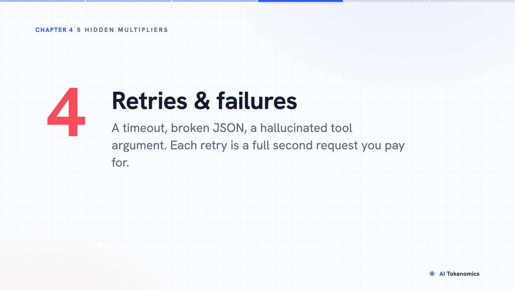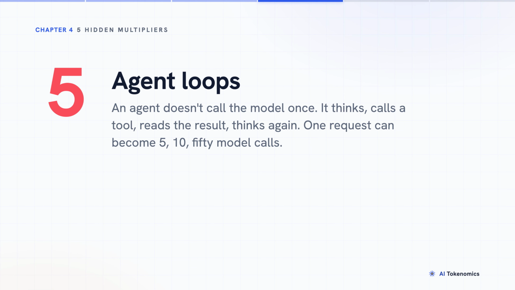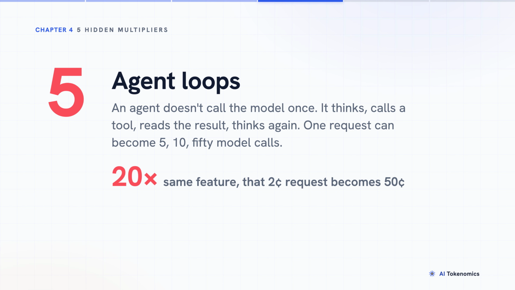4. Retries and failures. A timeout, broken JSON, a hallucinated tool argument. Each retry is a full, second request you pay for. A 5% retry rate is a 5% tax on everything. 5. And this is the big one, agent loops. An AI agent doesn't call the model once. It thinks, calls a tool, reads the result, thinks again, calls another tool. One user request can become 5, 10, 50 model calls. That 2-cent request? Inside an agent, it can quietly become 50 cents. Same feature, 20 times the bill.